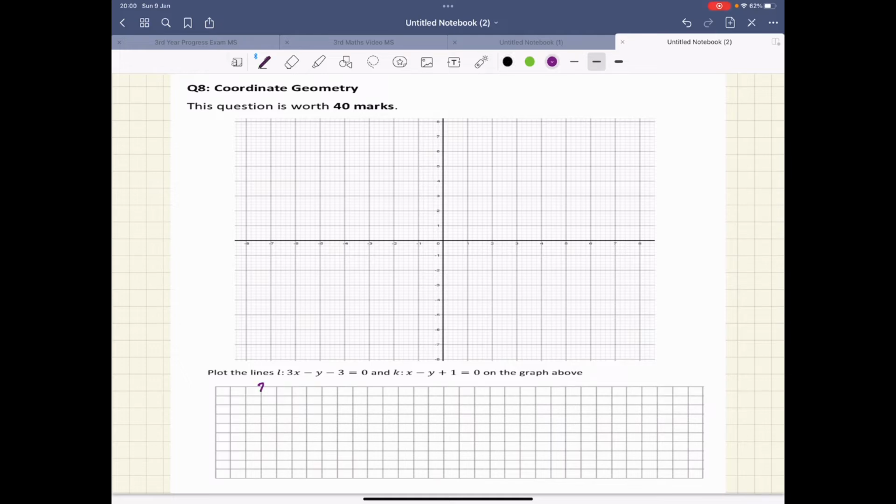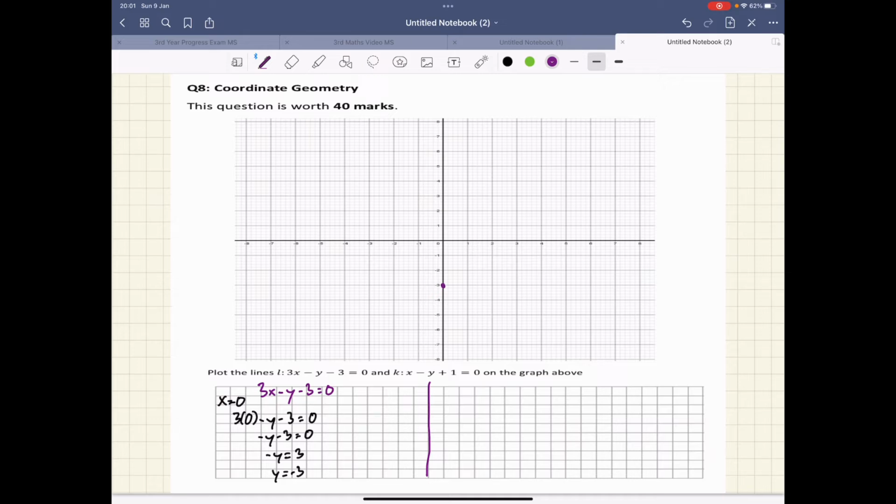So L is 3x minus y minus 3 is equal to 0. And we'll start by letting x equal 0. So when x equals 0, we get 3 times 0 minus y minus 3 is equal to 0, which leaves me with minus y minus 3 is equal to 0, which can be manipulated to say minus y is equal to 3, or y is equal to minus 3. So one point on this line, and I'll use purple because I've written in purple. So the first point, when x is 0, y is minus 3, which is there.